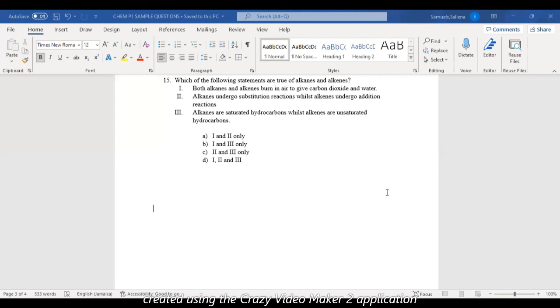Alkanes are saturated hydrocarbons, while alkenes are unsaturated hydrocarbons. That is true. Alkanes are saturated hydrocarbons because they don't possess double bonds or triple bonds. Alkenes are unsaturated because they have double bonds. So the answer for number 15 is D.